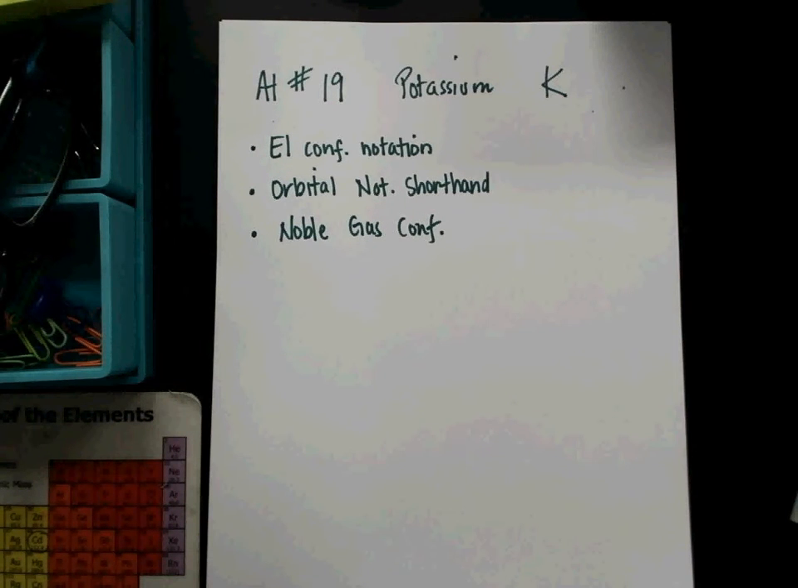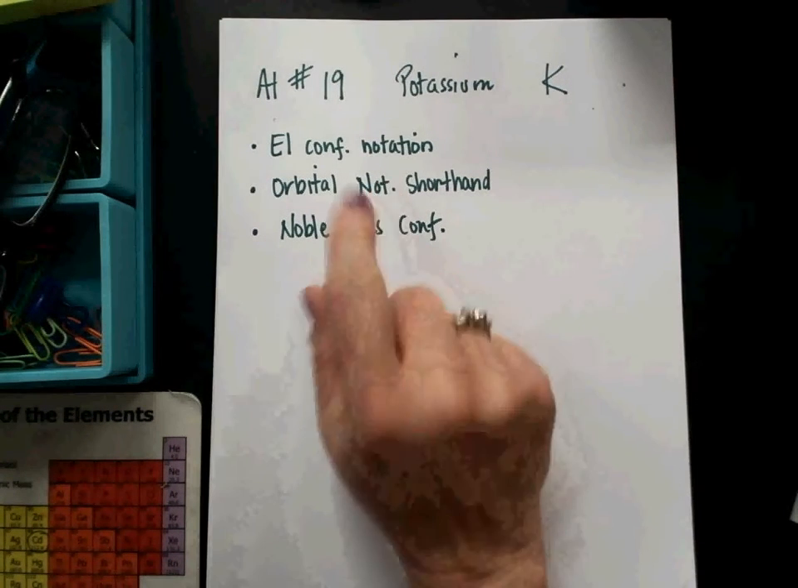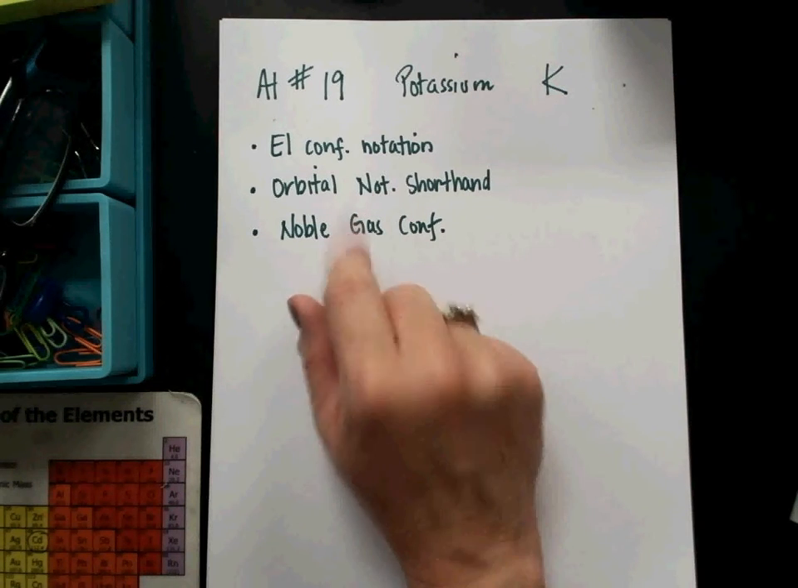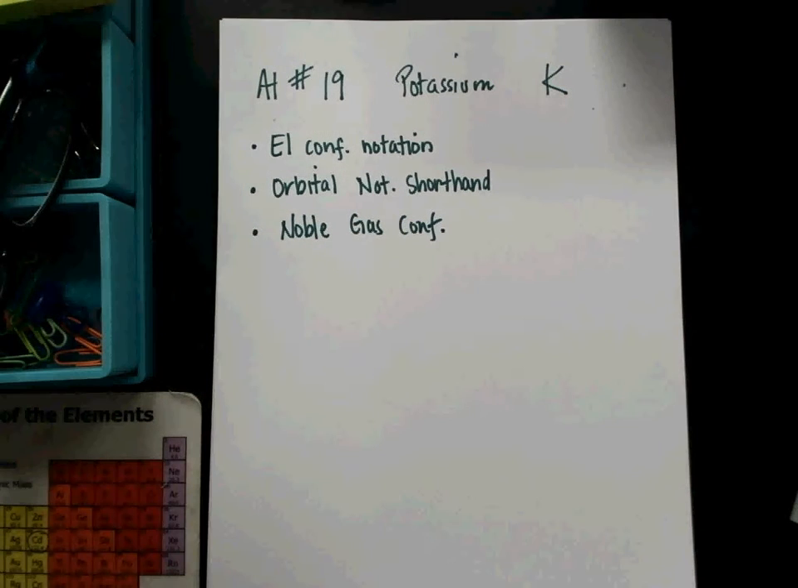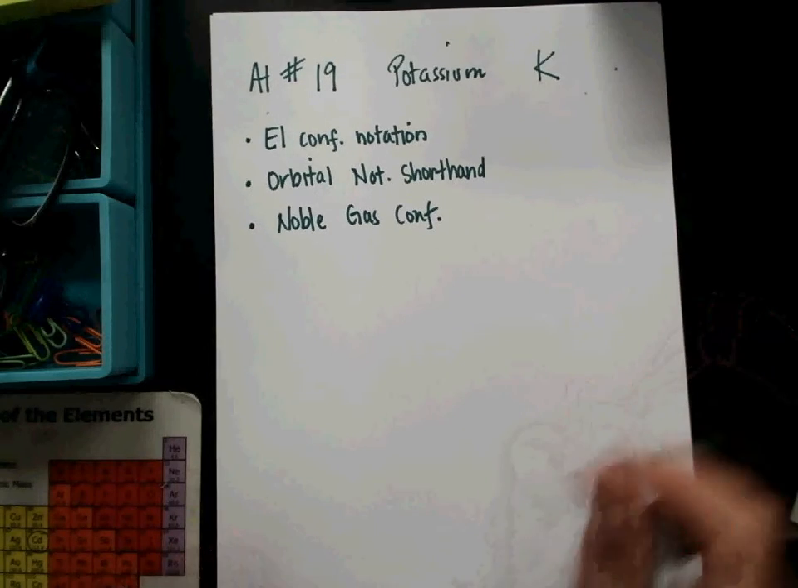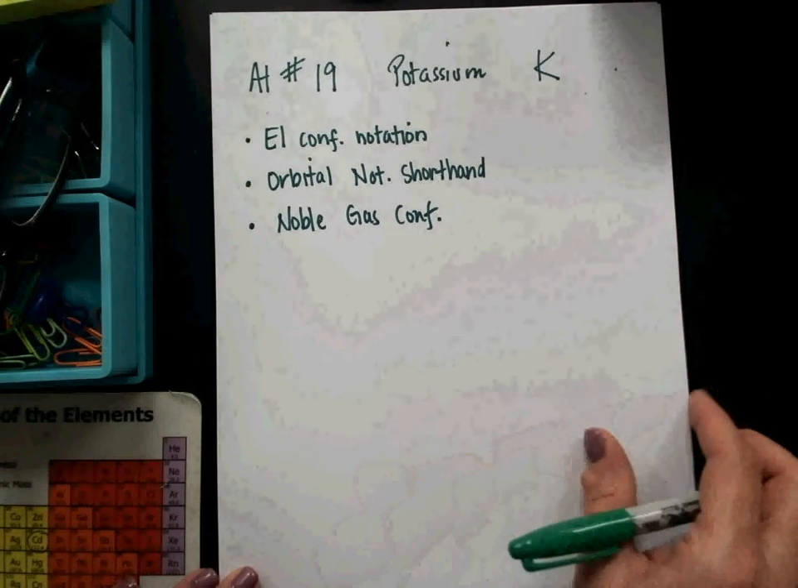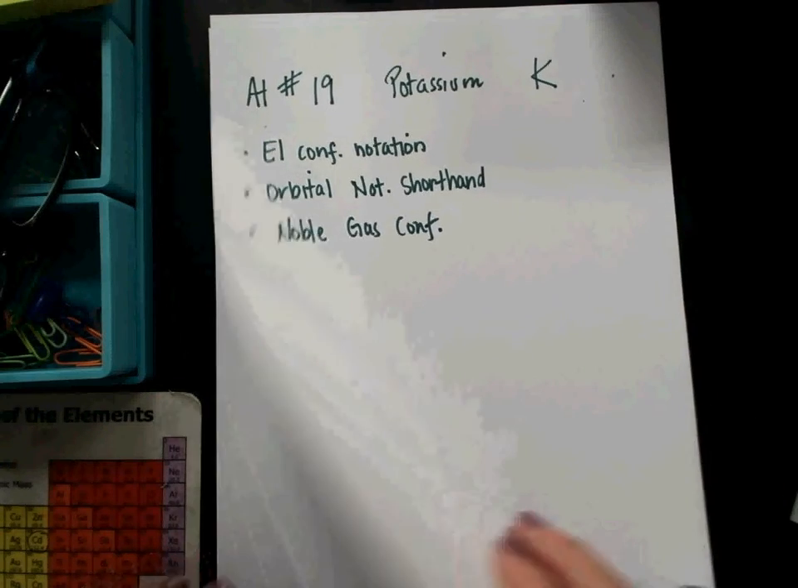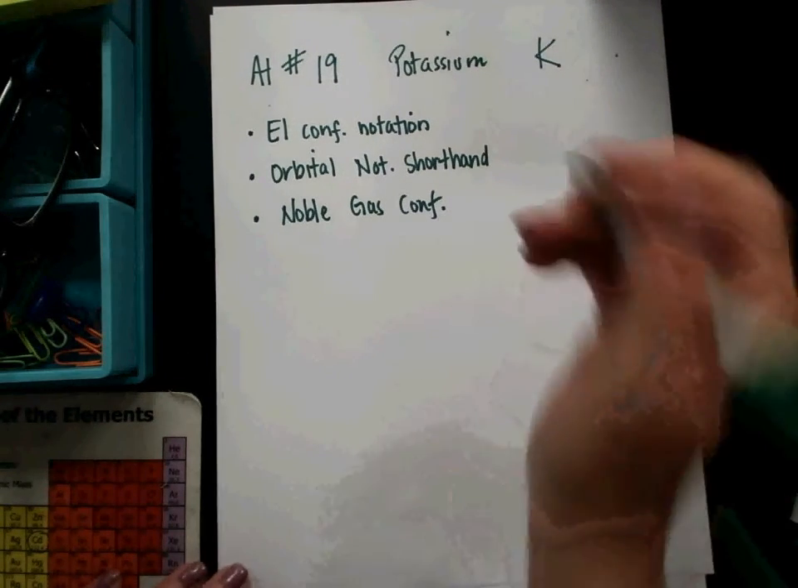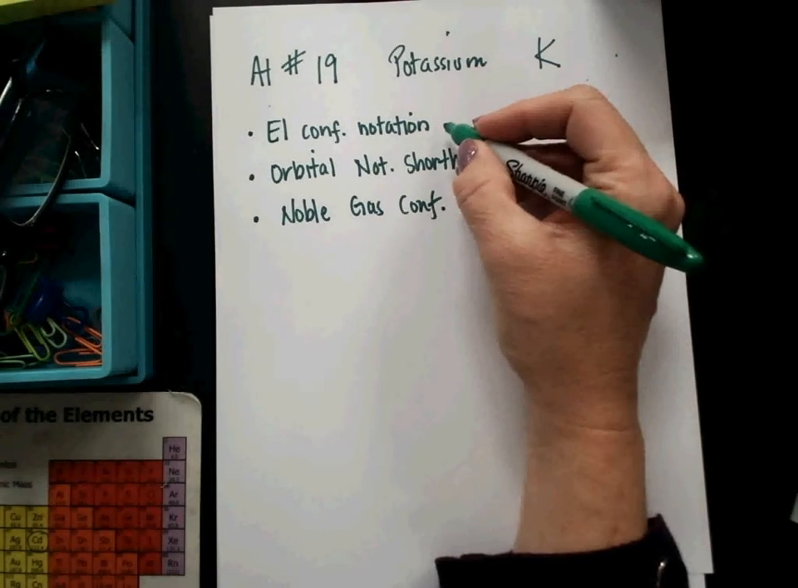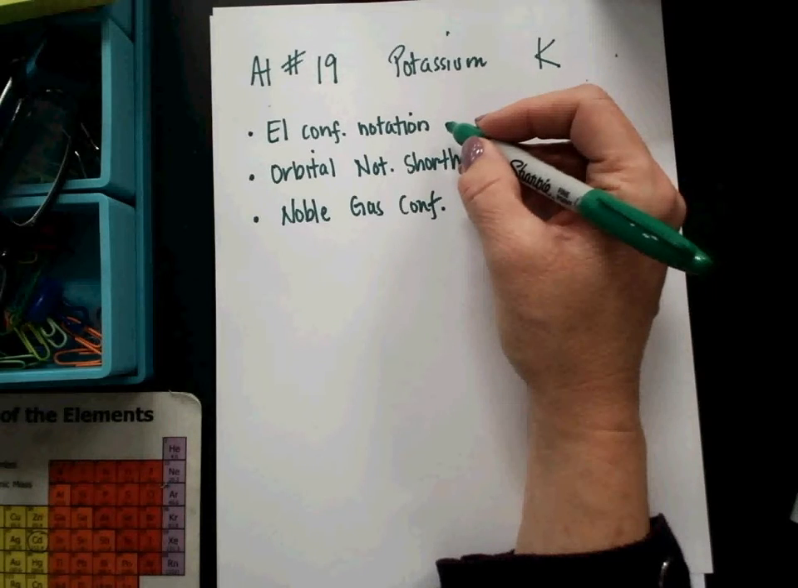Okay, so if you haven't already done it for potassium, do electron configuration, orbital notation, shorthand, noble gas configuration. Did you do that already? While I was deleting things? Alright, so let's see. When you did your electron configuration notation, did you feel confident about that? Feel like you know what you're doing?